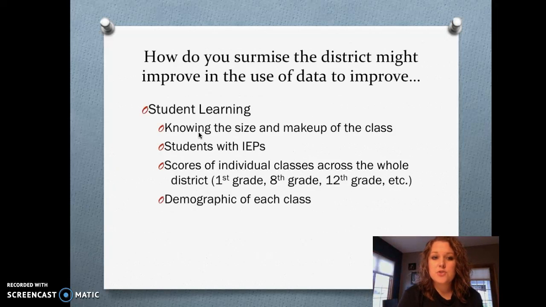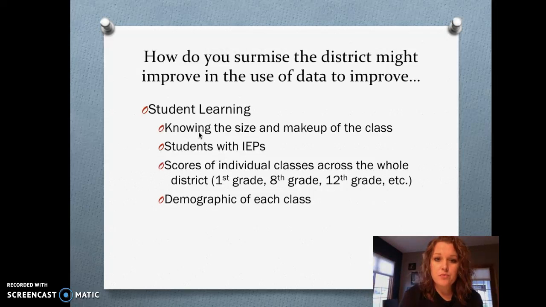How do you surmise the district might improve in the use of data to improve student learning? Knowing the size and makeup of the class, like what I said with the 8th grade class, and how frustrating it is to see that they haven't really been given the attention that I think is needed for some of the learners in that classroom. Students with IEPs, knowing how many there are and if there's a need for more support staff to help with those students. Scores of individual classes across the whole district, and then the demographic for each class.